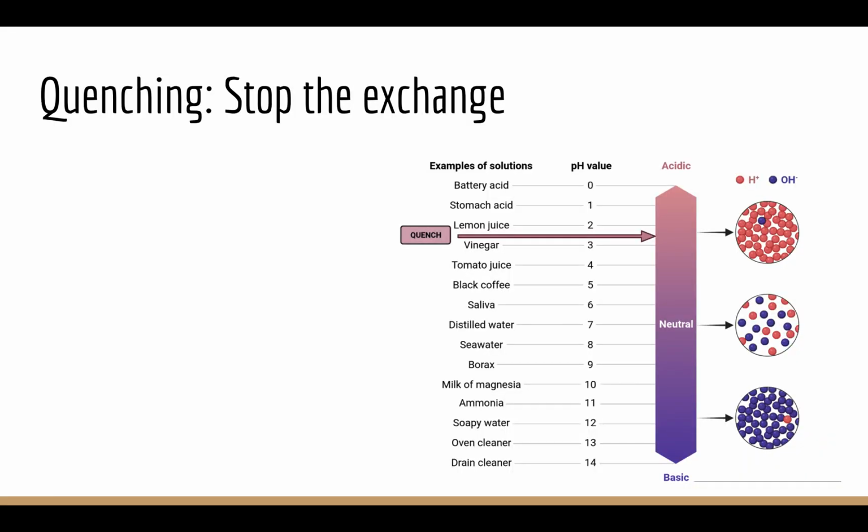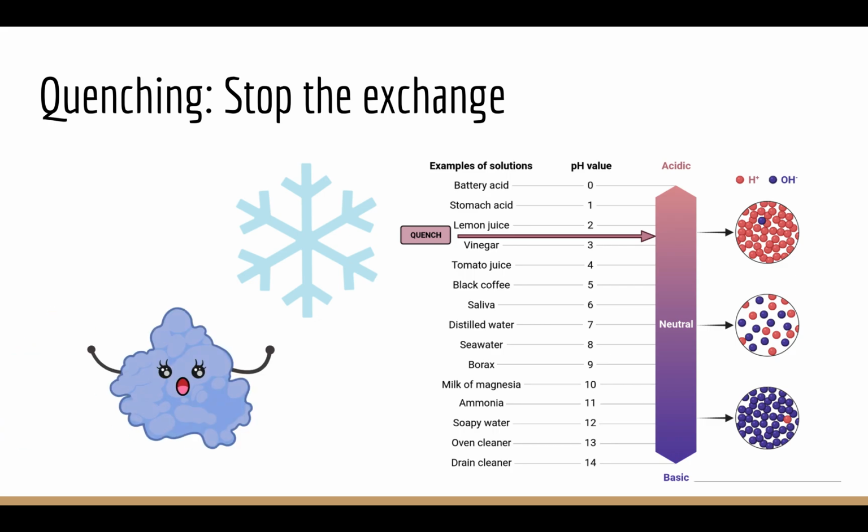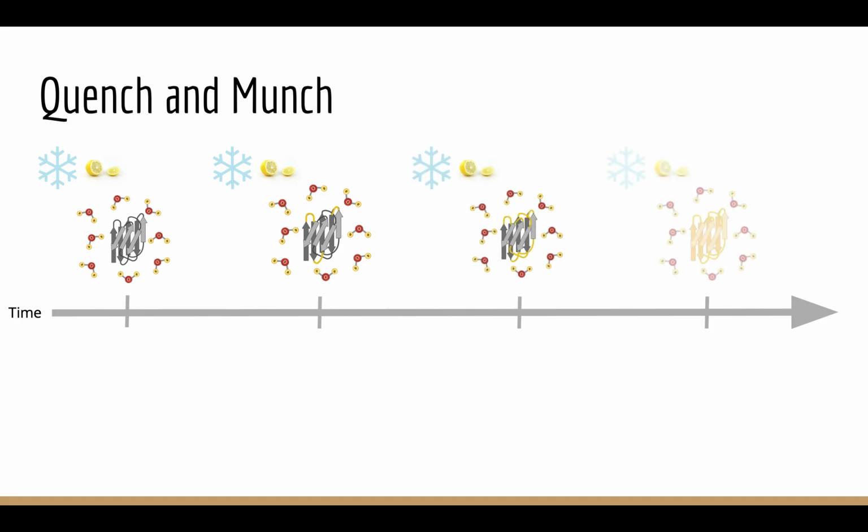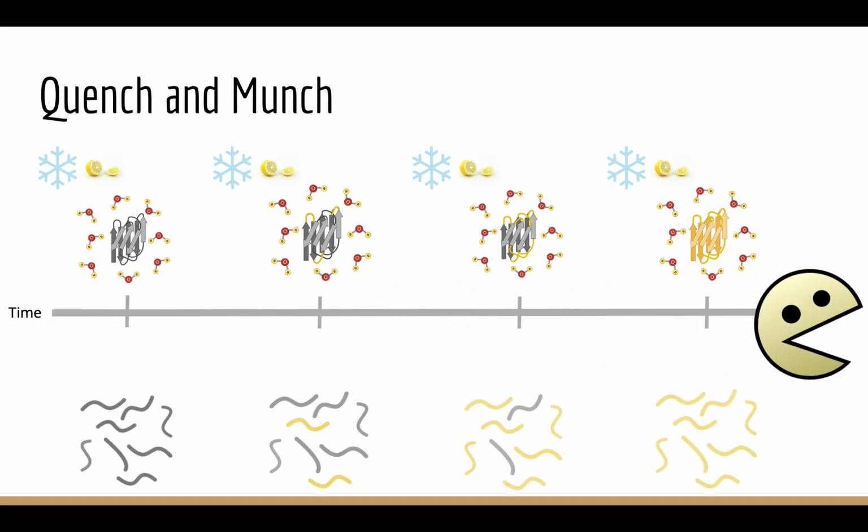We can stop this exchange in its tracks by quenching the protein, lowering the pH somewhere between lemon juice and vinegar, and chilling the protein down so that the protein is stuck in its deuterated position, or frozen in time, like this protein here. We can quench our protein at different time points of our experiment and then give the protein a protease that digests the protein into small regions, which we call peptides. And notice how more and more of these peptides are deuterated over time. So more and more exchange happened over time.